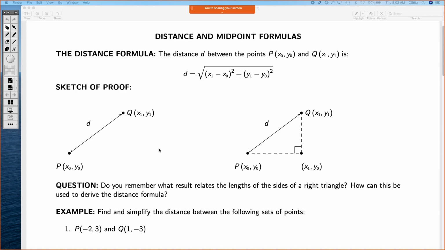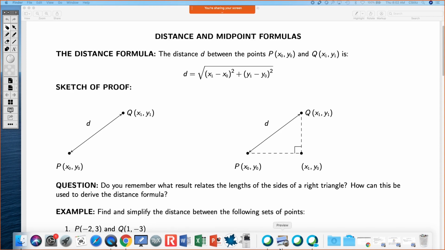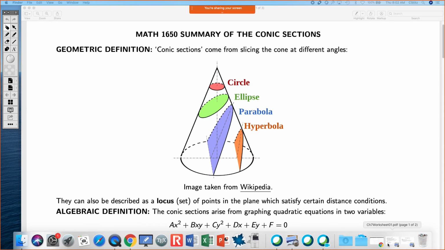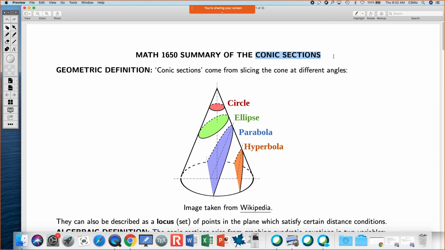So what we're going to be talking about for the next week or so are what's called the conic sections. Literally, a conic section is you take a cone and you slice it in different ways, and that's going to produce different curves. If you slice it straight across, you're going to trace out a circle. If you angle it a little bit, you get what's called an ellipse. If you slice it a little more, you get a parabola. And if you slice it a little more, you get what's called a hyperbola.